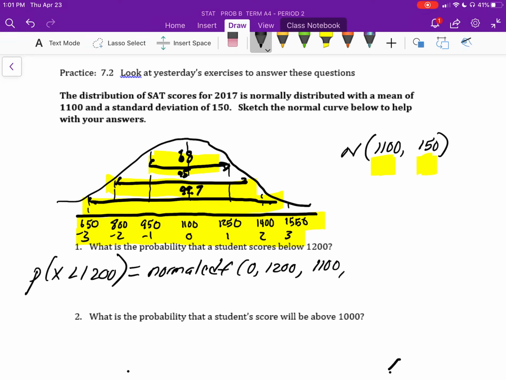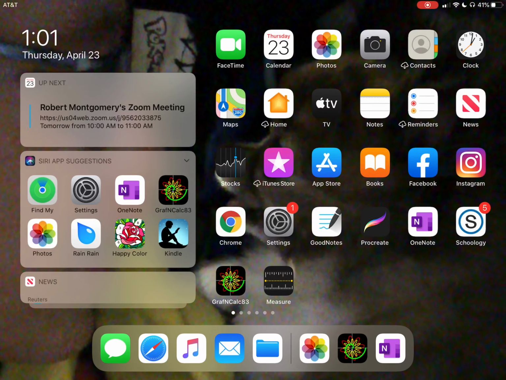If you wanted to look at this in terms of a picture, 1200 is going to be somewhere around right here. We want to know everything to the left. So that's going to be a percentage over 50%. Let's go to our calculator.